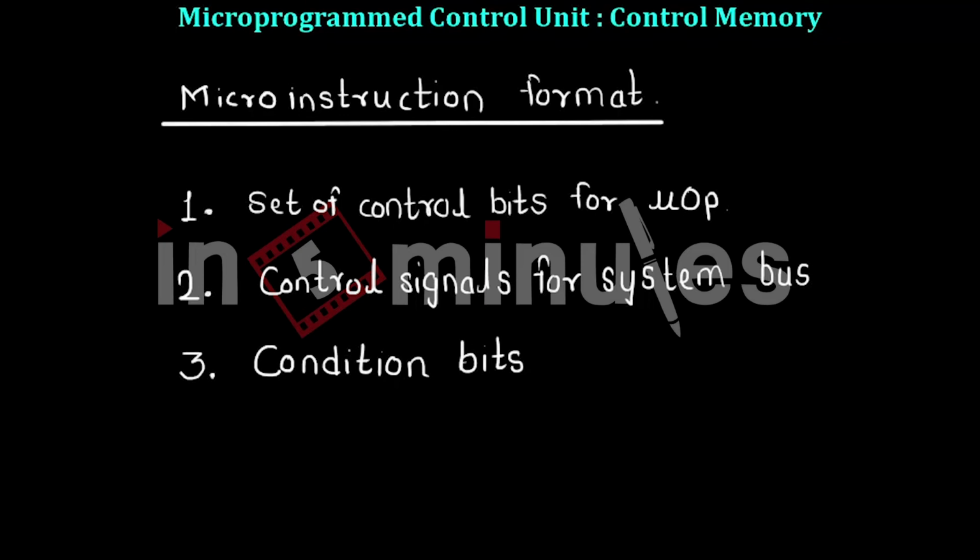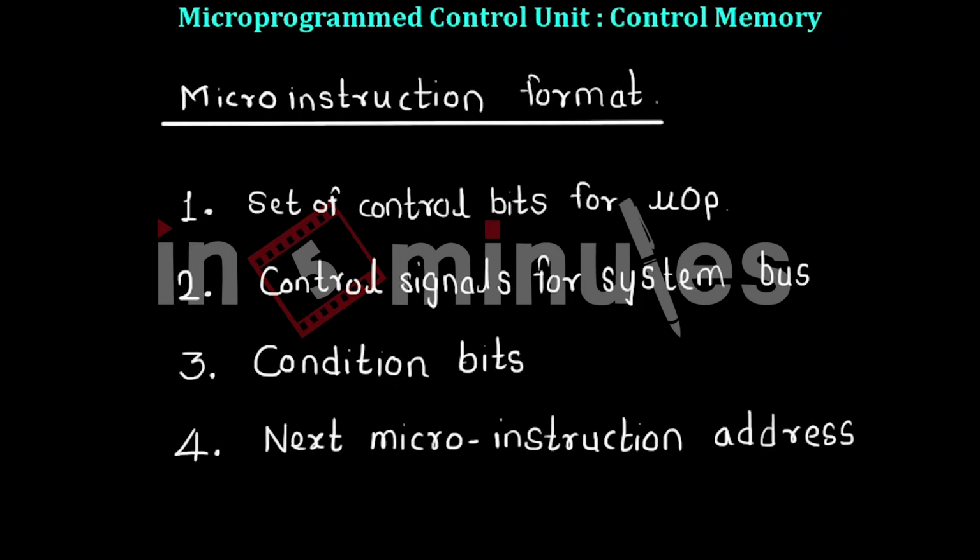So everywhere during the sequencing of these cycles, conditions are involved, and these conditions are also represented in the micro instruction. And the fourth field is the next micro instruction address which we are going to jump to. So the jump conditions and the jump address are also included in micro instructions.